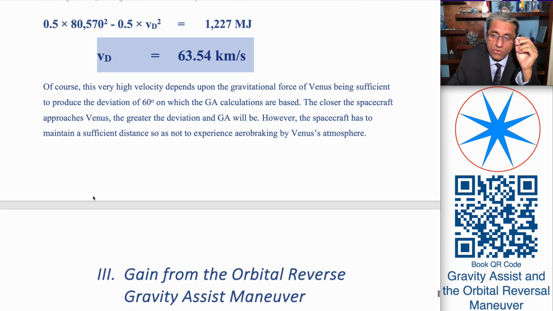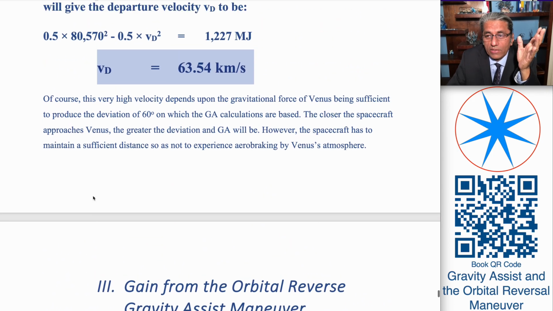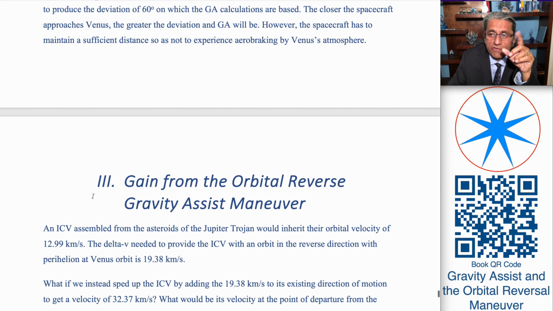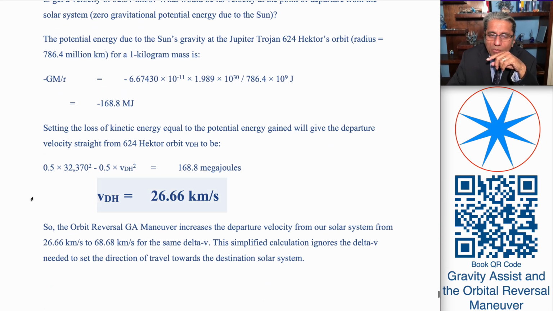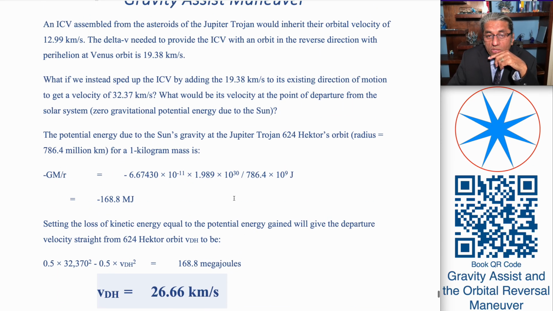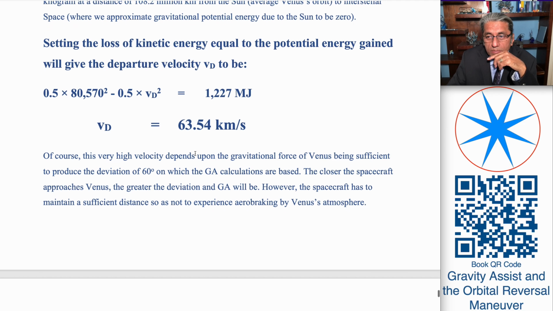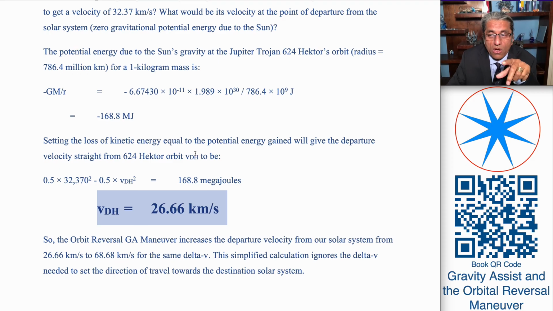Instead, so you had to use some delta V to reverse the orbit of the spacecraft, right? Instead, if you just added that delta V to the spacecraft, what you would have at the time of exit from the solar system is only 26.66 kilometers per second. So there's a very significant increase in the velocity at which you exit the solar system. And besides velocity, gravity assist can also be very useful in pointing your spacecraft in the right direction.